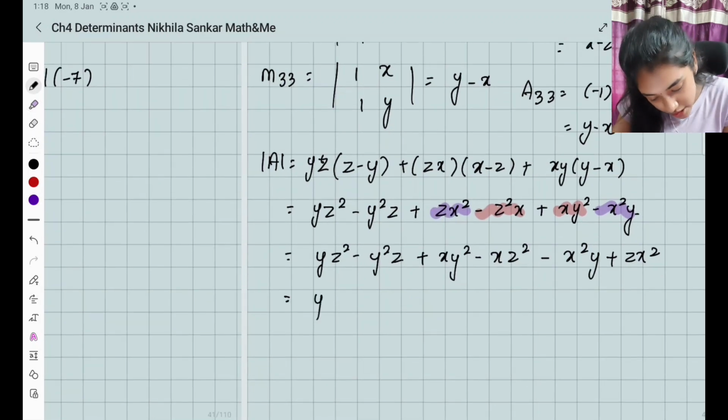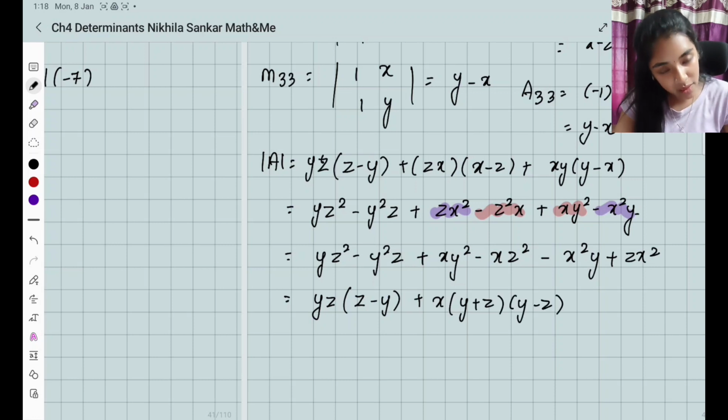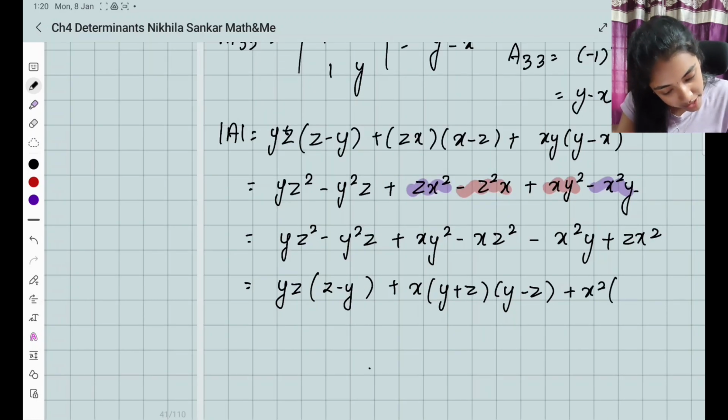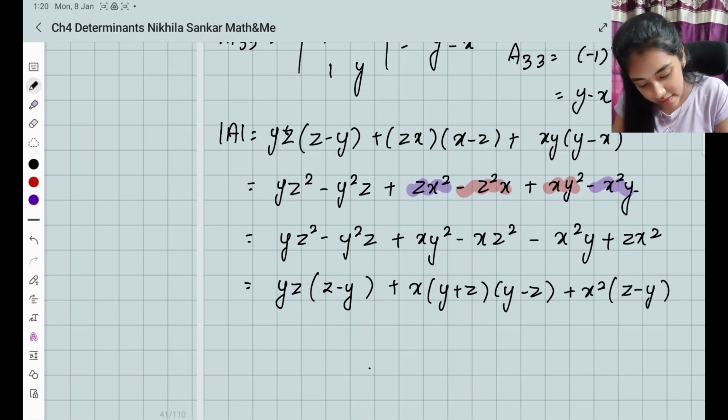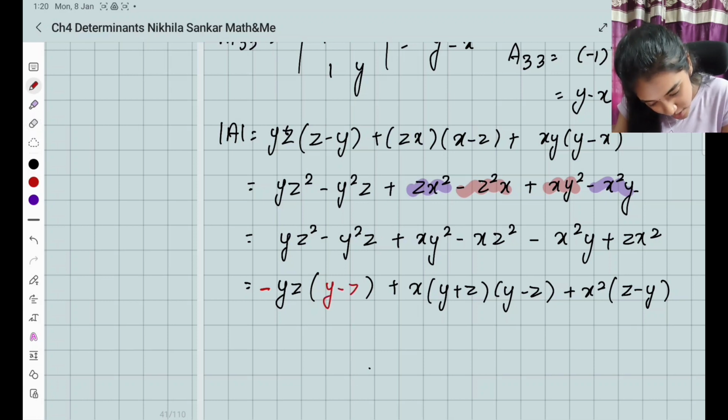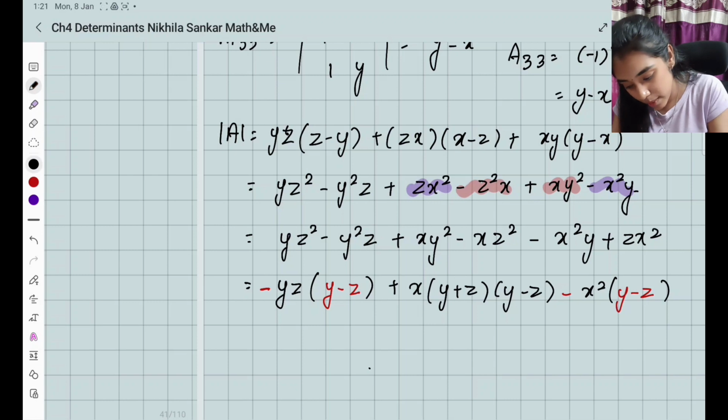Okay, from the first term I can club yz together. So yz I'll have z minus y, plus here for x I have y square minus z square, which I can write as y plus z into y minus z. Correct? Now plus x square, I'll have z minus y. Okay, so I see that I have a z minus y, z minus y. So I'm going to take minus outside and change this z minus y as y minus z. Similarly, here also I have a z minus y. I'm going to change that as minus of y minus z. I'm going to club y minus z outside.